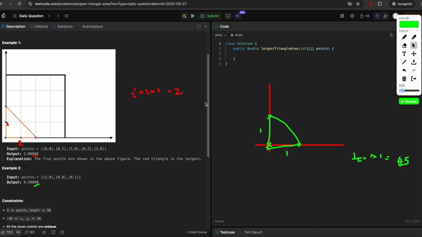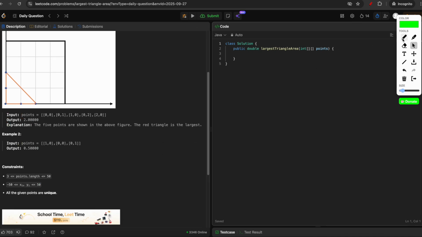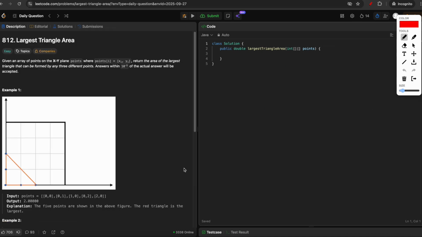Also, it is not guaranteed that all the points will lie on the axis only. So we can also have the points anywhere in the plane, and we just have to pick any 3 points and return the maximum area of the triangle. Now coming to the approach, we have points in the 2D plane, and we have to pick any 3 points and find the area of the triangle. And among all these 3 different points, we just have to return the maximum area.